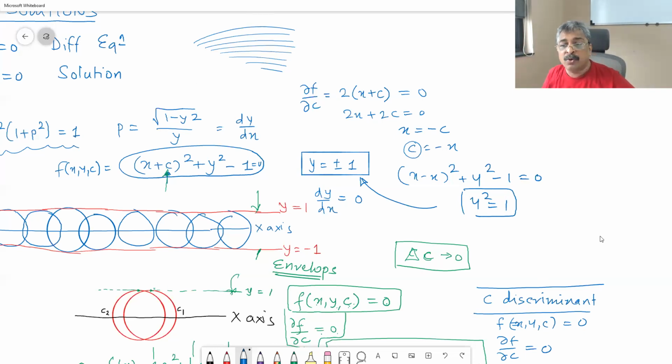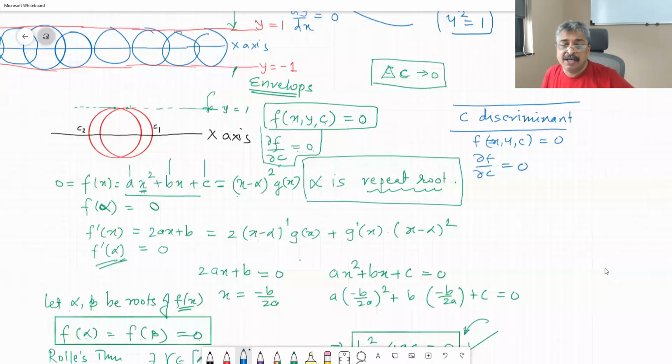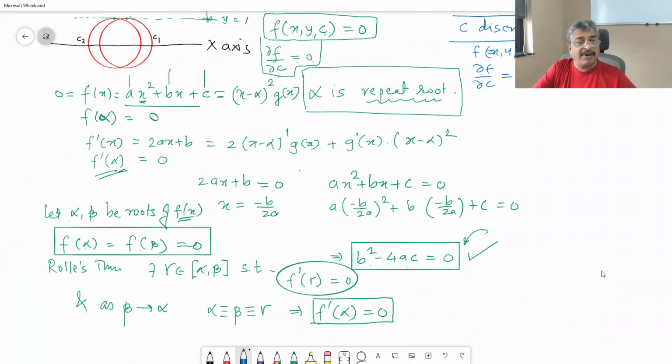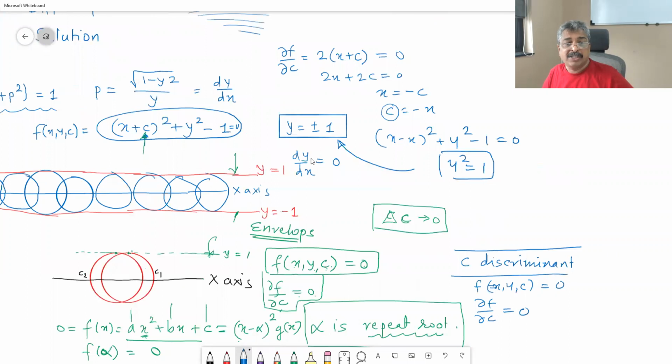The way we found the discriminant of the quadratic equation here by solving f dash of x and f of x simultaneously, we got this discriminant. What does this do? It gives you repeat root. And alpha was the repeat root in the quadratic equation. Now, this theory works exactly over here because this is the solution of the differential equation and this is the derivative, and you are considering two points which are very close to each other, and therefore that will give you the singular solution.